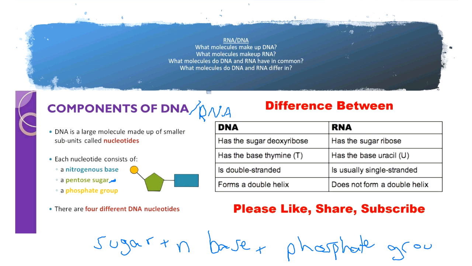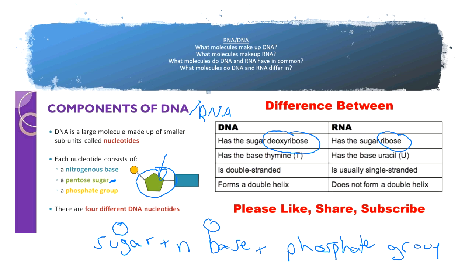Now the difference lies with the sugar and the base. DNA sugar is a deoxyribose, while RNA is just a simple ribose. It looks something like this right here. This is the sugar. Okay?